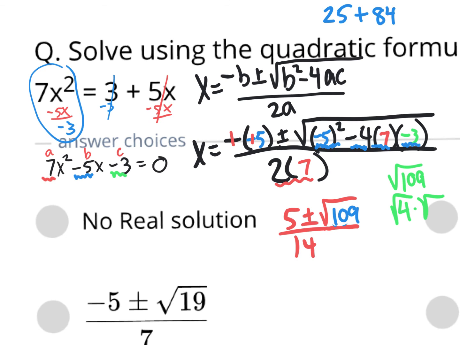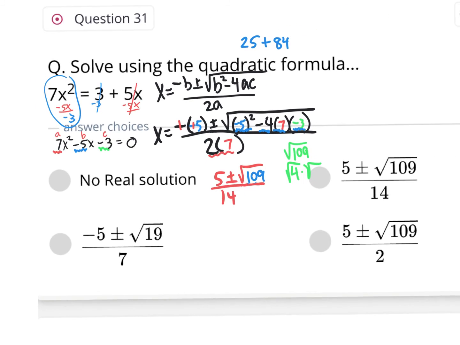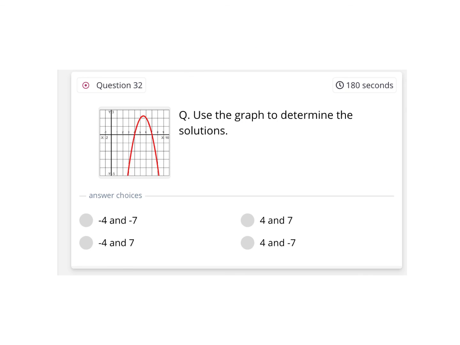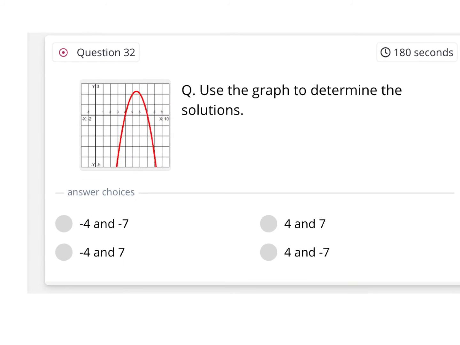So use a calculator and try to divide by perfect square numbers. See if you could actually break it down. In this case, you cannot. So the final answer is right there. 5 plus or minus the square root of 109 divided by 14. And I believe that brings us to the last question on this practice final.